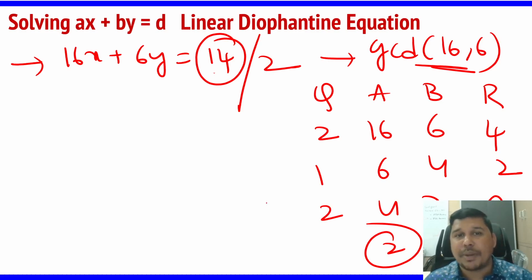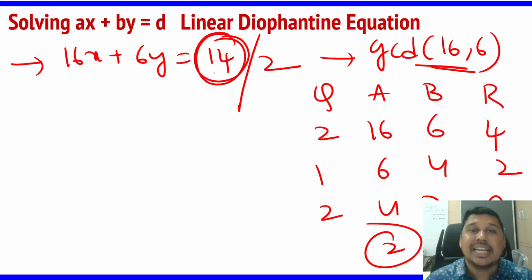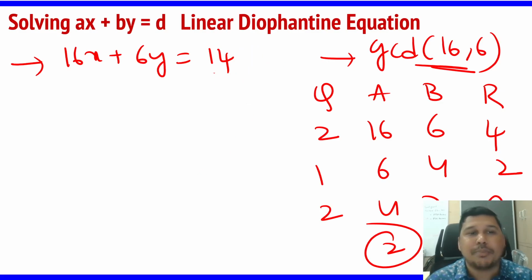Though the GCD is not matching, the actual procedure is this. You have to first find out the GCD, and check if this D expression is divisible by the GCD value. Yes, it is divisible. 14 by 2, I can do it. I get 7 as the answer. Right? Once you get that, you divide the whole equation by 2.